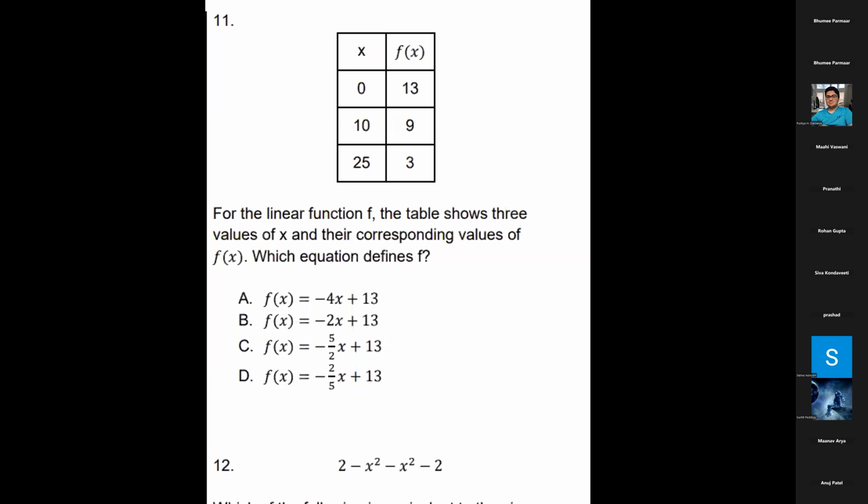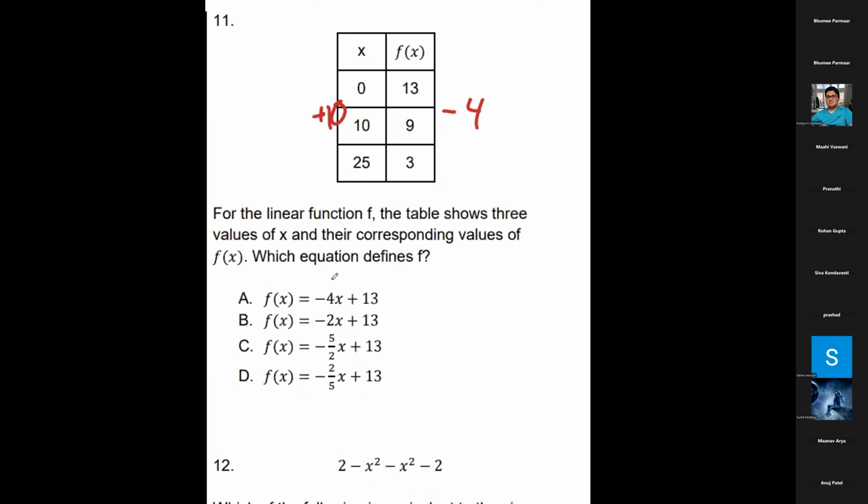Okay, so for question 11, we just have to find out what f of x is. If x is 0, f of x is 13, so that means we have a y-intercept of positive 13. And then when x is 10, f of x is 9, so for the slope, when x increases by 10, y decreases by 4. So we just plug in for x here and see which one matches.